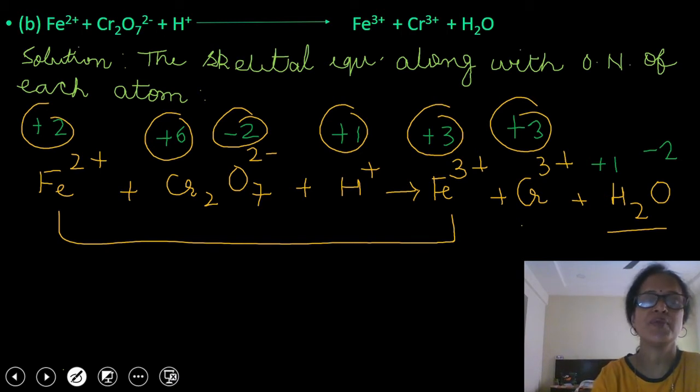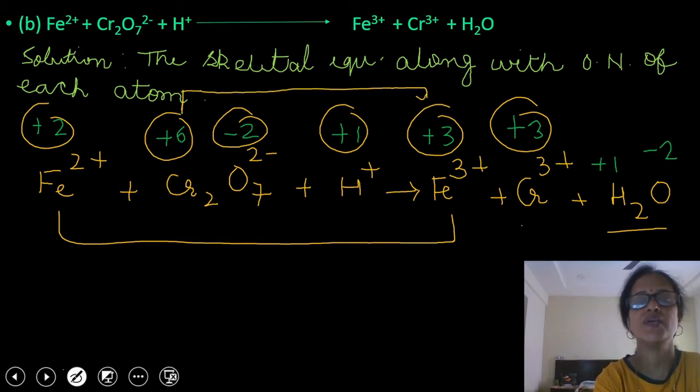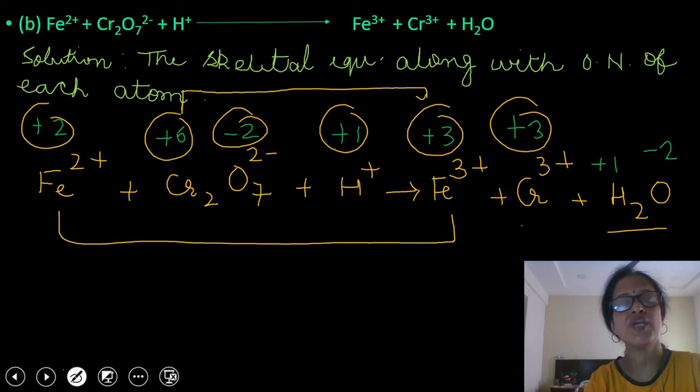Now look at the chromium atom. In case of chromium, you can see the oxidation number decreases from +6 to +3. Means there is a decrease of 3 per atom. But you can see here we have 2 chromium atoms. So the decrease will be 2 into 3 per 2 chromium atoms. This I am going to explain in the next step.